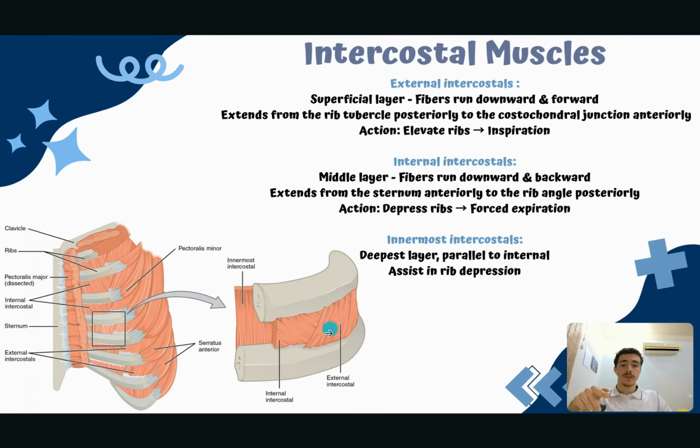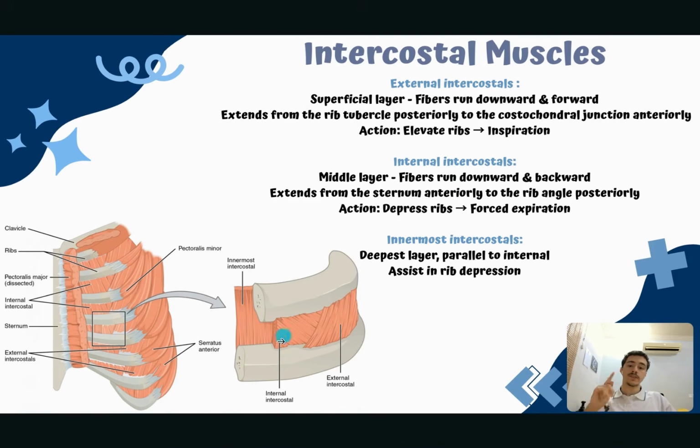As you can see here, the fibers run downward and forward at the same time. Obviously it extends from the posterior rib to the costochondral junction anteriorly, so it goes from back to front. When it contracts, it's going to elevate the rib, so it's going to give more space to the lungs to expand. And this is obviously going to help in inspiration itself.